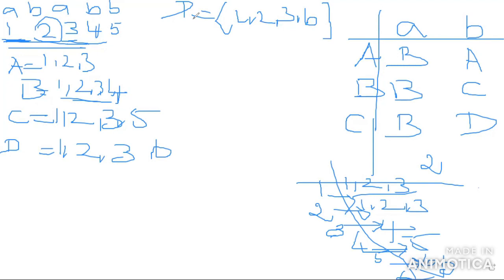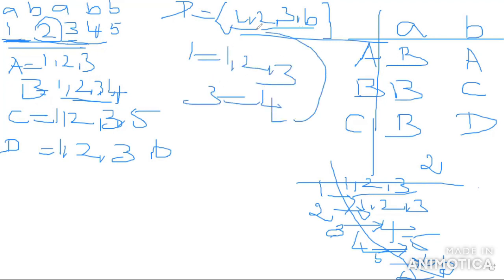The positions of input symbol A are 1 and 3. So 1's follow position is 1, 2, 3. 3's follow position is 4. So you got to merge these two things: 1, 2, 3, 4. So {1, 2, 3, 4} is B. So D of input symbol A is capital B.